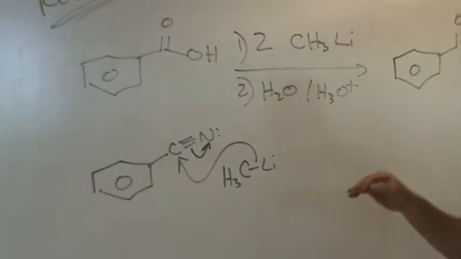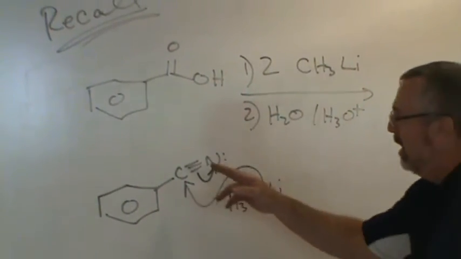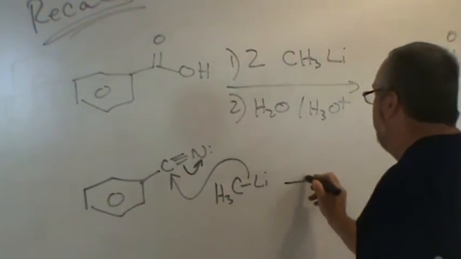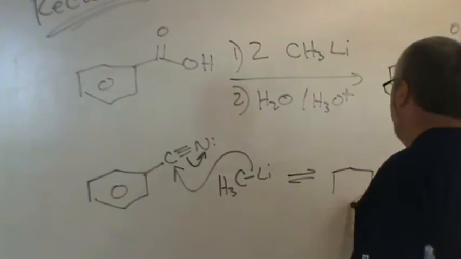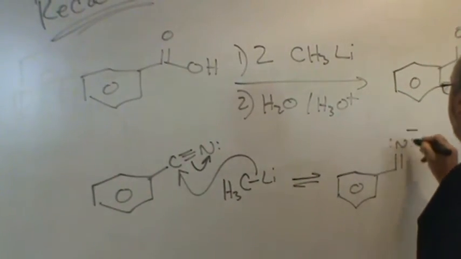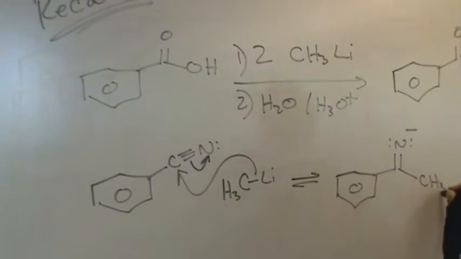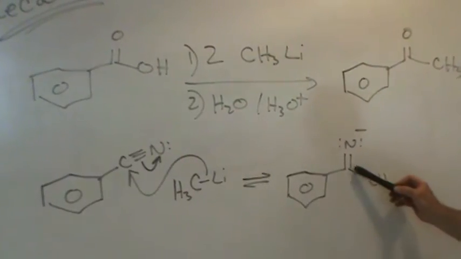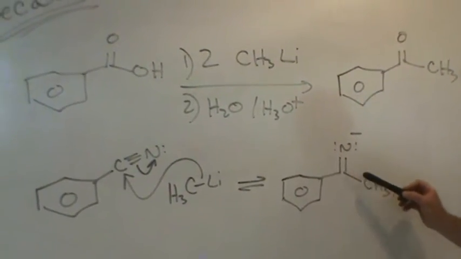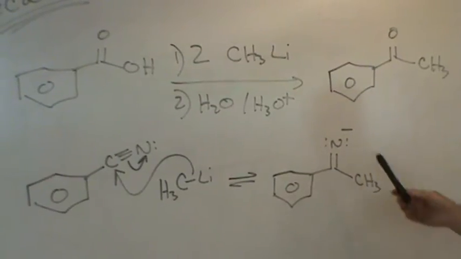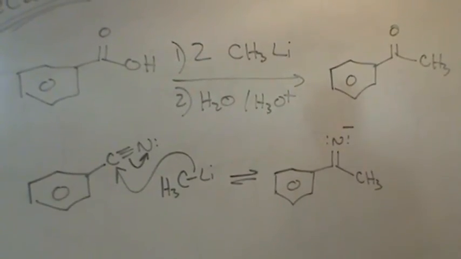And just as in a nucleophilic addition to a carbonyl carbon, I've got to break one of those pi bonds, kick the electrons onto the heteroatom, which in this case is nitrogen. So what I've got here is my methyl from my methyl lithium has added to my nitrile to produce this imine-looking structure, which is actually an anion.